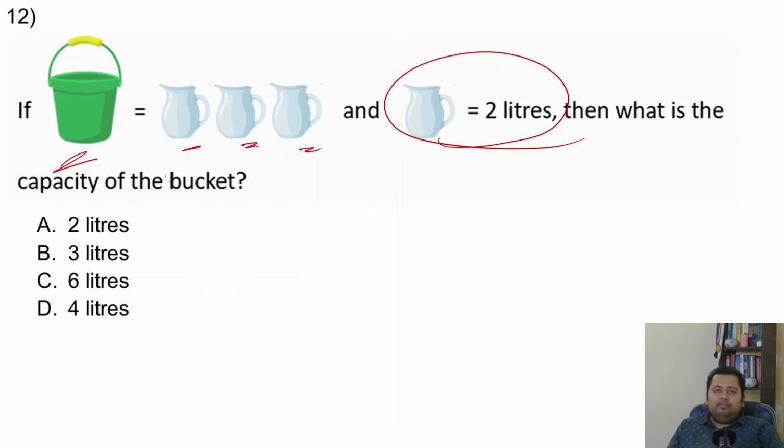Great. I hope you solved it correctly. And the answer obviously here is option number C, 6 liters. So obviously one jug is 2 liters. So if you have three jugs, it is two, and two, and two. If you add all of this, it becomes six. So it is 6 liters. Hope you got this one as correct as well.